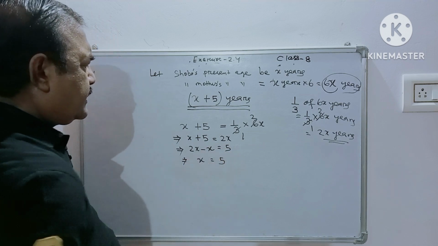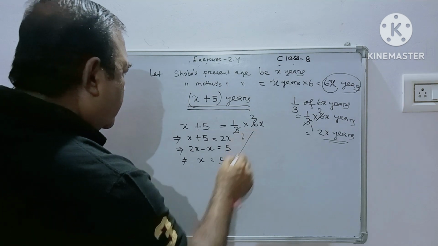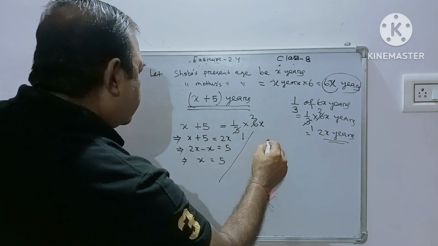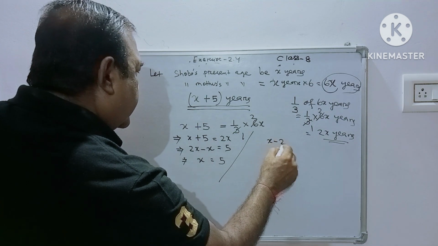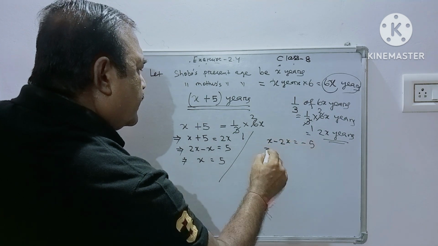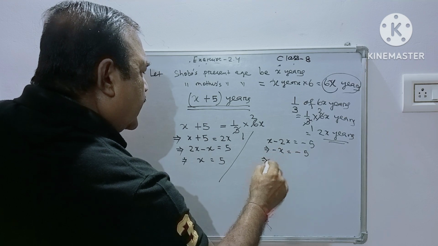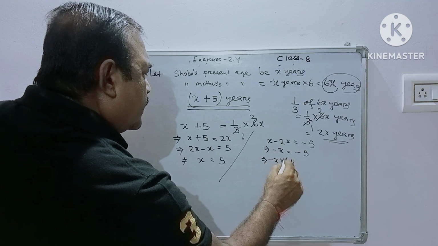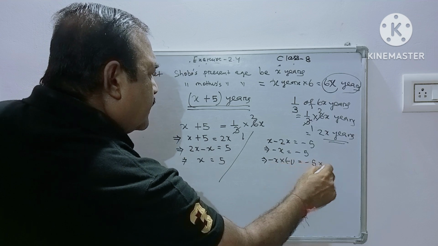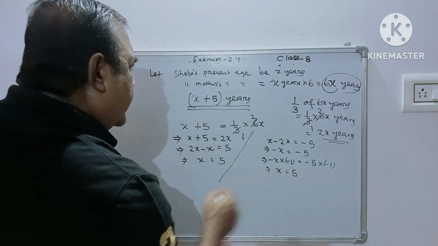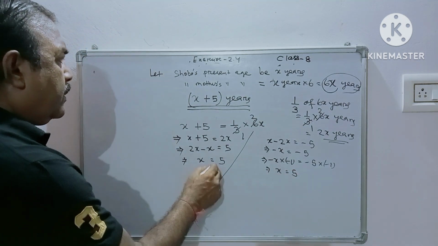You may do like this, or you bring 2x to the other side: x minus 2x is equal to minus 5. That implies minus x is equal to minus 5. Then you multiply minus 1 on both sides. That is x is equal to 5. You may do like this, or you may do like this.